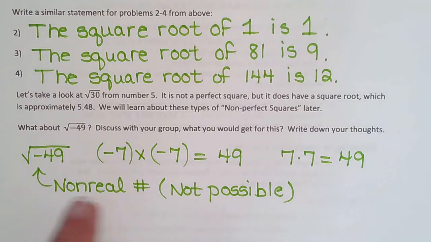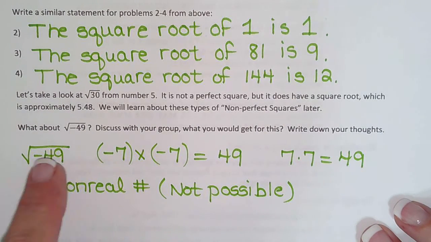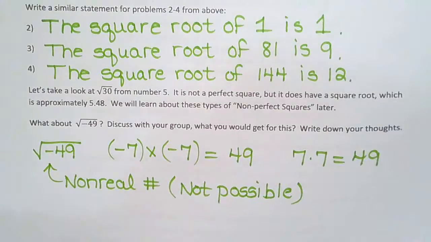So later on, they're going to have you write non-real number, or once you learn the imaginary numbers, they'll have you write 7i. But for right now, we're just going to say it's not possible. There's no real number times itself that will ever give me negative 49. Okay, let's go to the next page and practice our square roots.